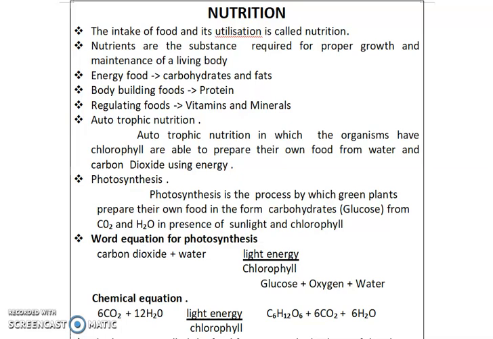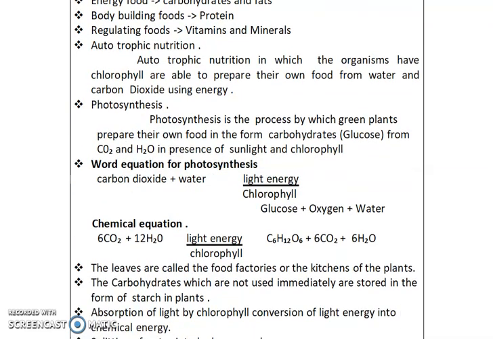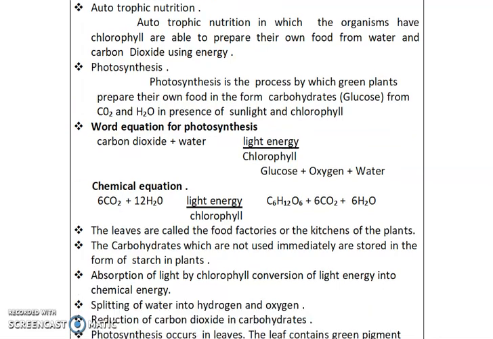And next one, photosynthesis. Photo means light, and then synthesis, photosynthesis. Photosynthesis is the process by which green plants prepare their own food in the form of carbohydrates from carbon dioxide and water in the presence of sunlight and chlorophyll. So plants make their own food with the help of carbon dioxide and water. For that, sunlight and chlorophyll are needed. Chlorophyll is present in the leaves, and it absorbs the sunlight from the sun.